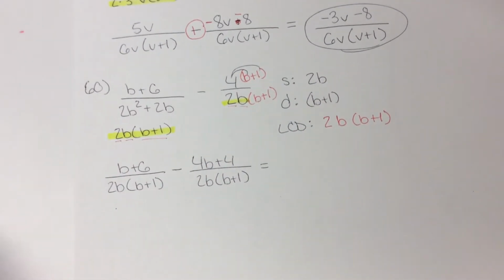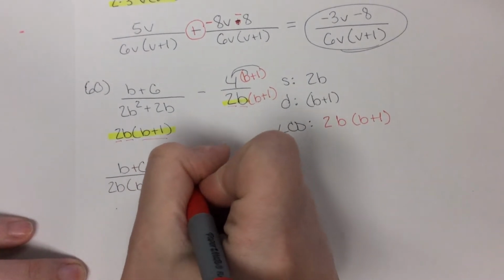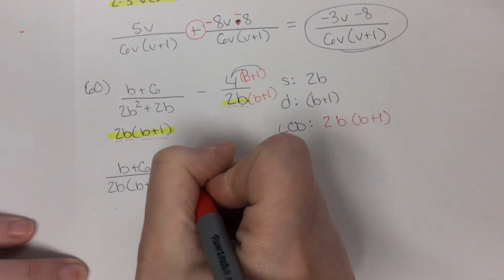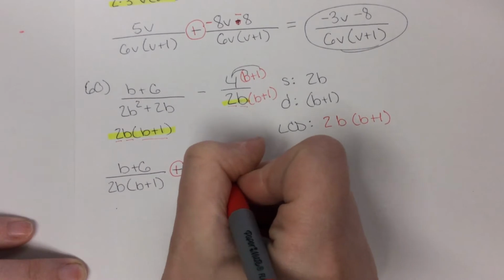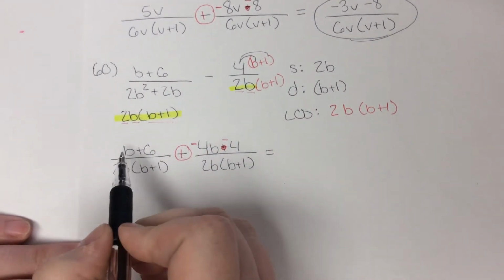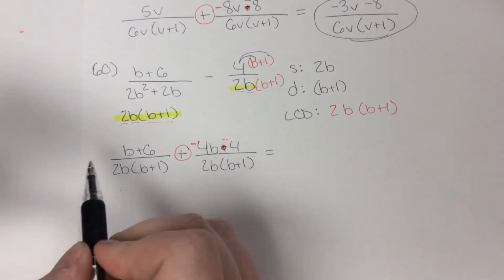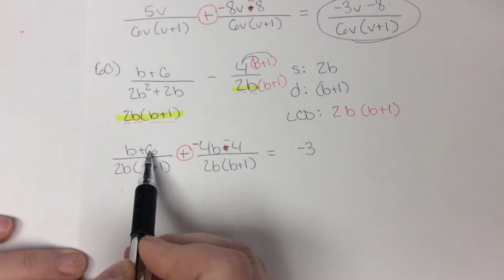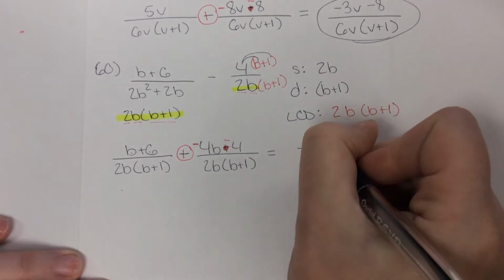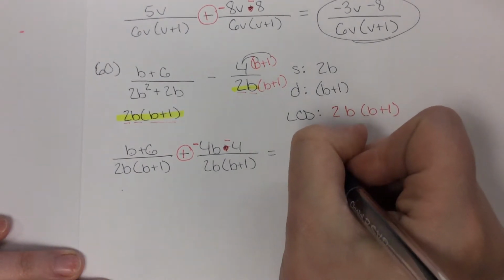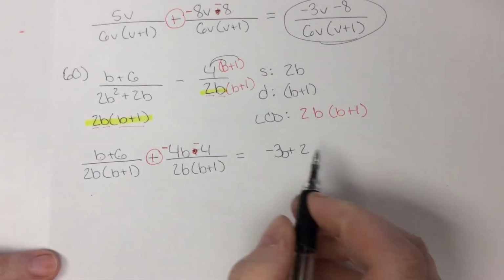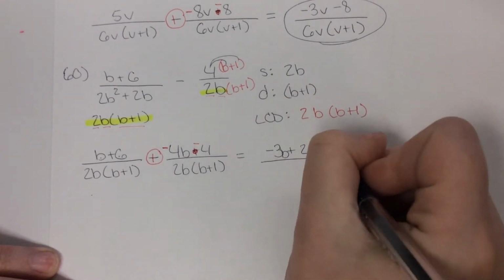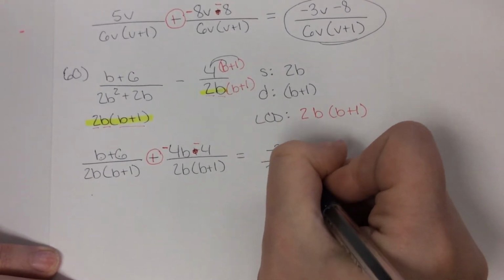Okay, so this is subtraction. Let's change it to addition and distribute that negative. So that's minus 4b and minus 4. So we have b minus 4b. So that's 1 minus 4, it's negative 3. And then I have 6 minus 4. That's going to be positive 2. Whoops, I forgot b with 3. Sorry. If you were screaming at your screen, forgive me. Over 2b, b plus 1.